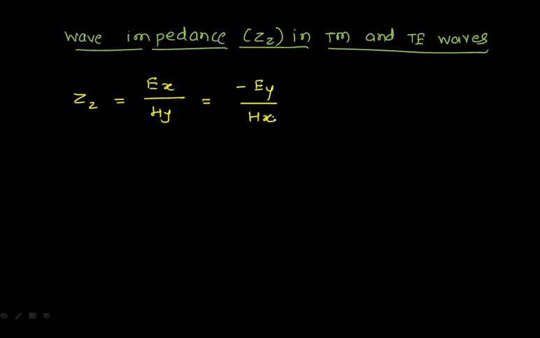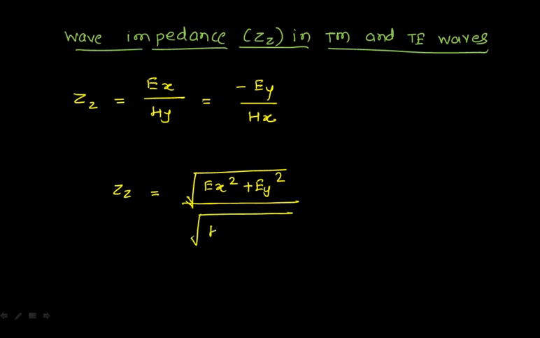So you can define this as the ratio of the strength of the electric field in one transverse direction to the strength of the magnetic field along the other transverse direction. Okay, so this is one way you can define it. Otherwise, you can go for Z equal to Ex square plus Ey square, where the total electric field is considered, divided by the total magnetic field, that is Hx square plus Hy square. So this is another formula. Now, this is all about that.